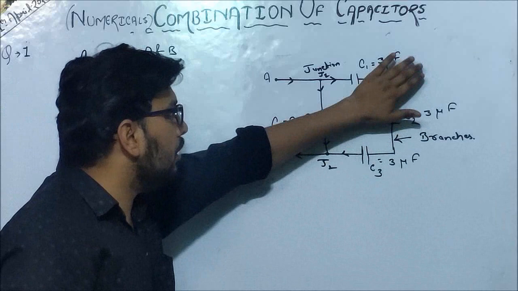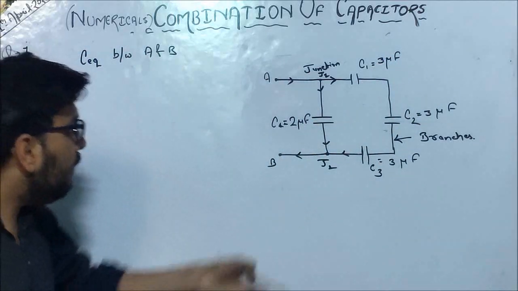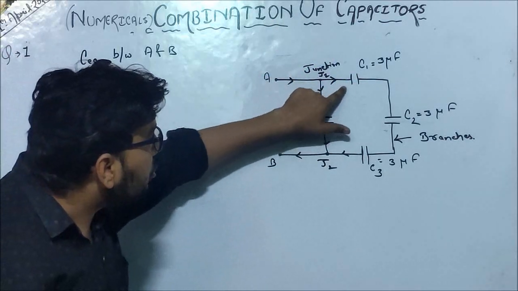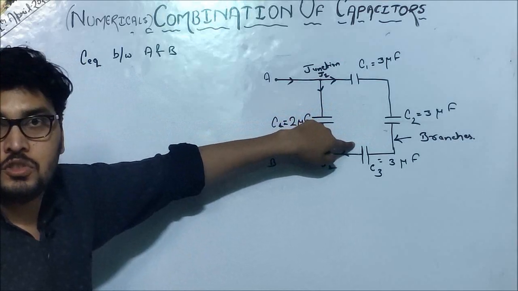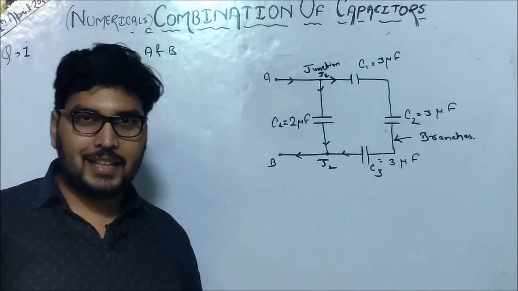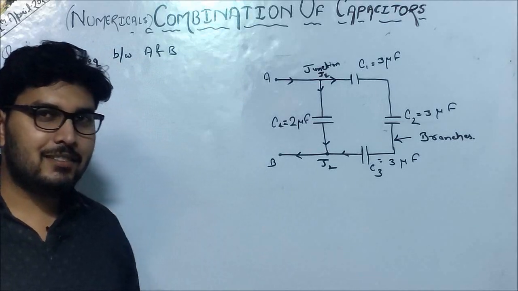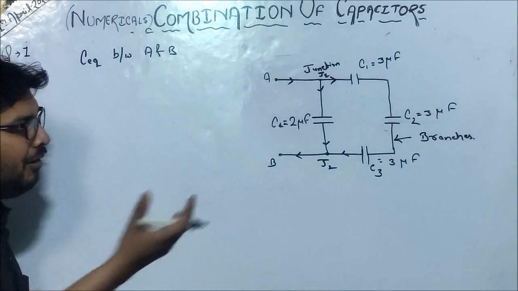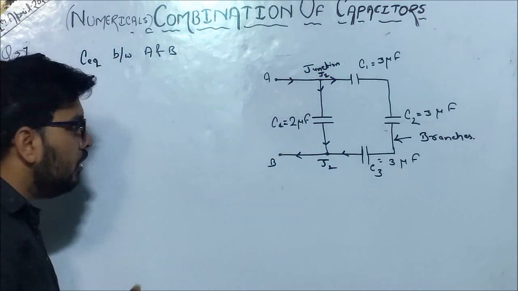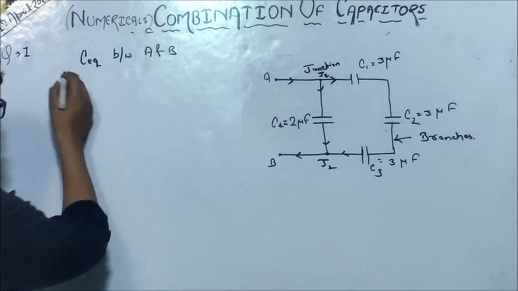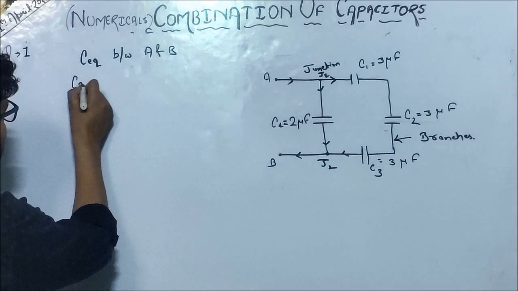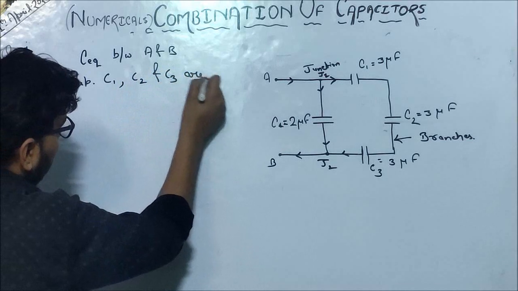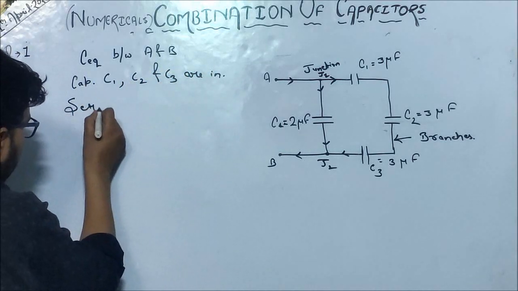You have two branches, one branch is this and one branch is this. If you look at this branch individually, in this branch charge is not going to divide anywhere. Charge is not getting divided. If charge is not getting divided, it means these capacitors are in series combination. If they are in series combination, then you apply the formula of series combination and find the answer. So I will write down that capacitors C1, C2 and C3 are in series combination.